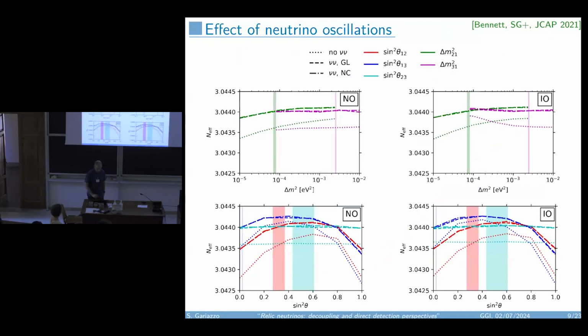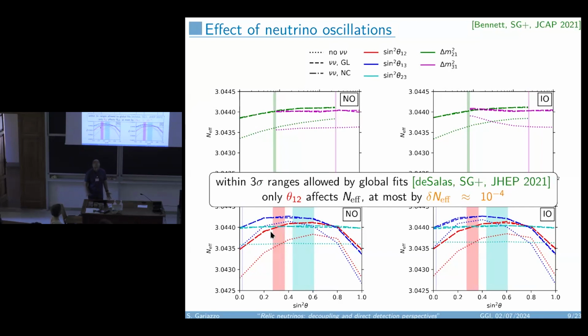We studied it as a function, for example, of neutrino oscillation parameters. You see that the colored bands represent the results from the global fit I presented at the beginning, and the lines represent how much N effective is sensitive to these parameters. You see that there is basically no difference between different values of the mass splittings and most of the mixing angles. The only mixing angle that's actually impacting N effective a little bit is the one represented in red, which is theta 12. But the effect is very small, up to 10 to the minus 4 approximately. So it's quite safe to say that N effective is 3.044 plus or minus a number smaller than 10 to the minus 4.